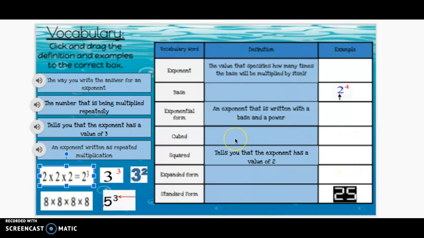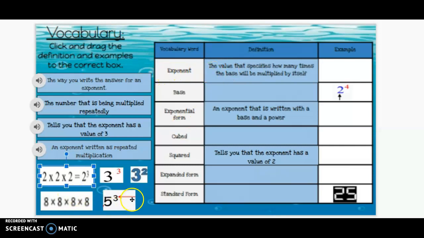Okay, so we're going to be talking about exponents for this week. So that's our first word. An exponent is the value that specifies how many times the base will be multiplied by itself. What that means is when we deal with exponents, we have a base, that's like our big number. Our exponent is that tiny little number in the right corner of our big number, and that exponent tells us how many times we will be multiplying that base by itself. So we're looking for the exponent specifically, which is that little tiny number.